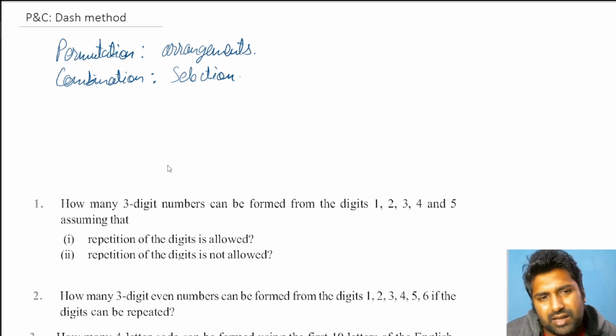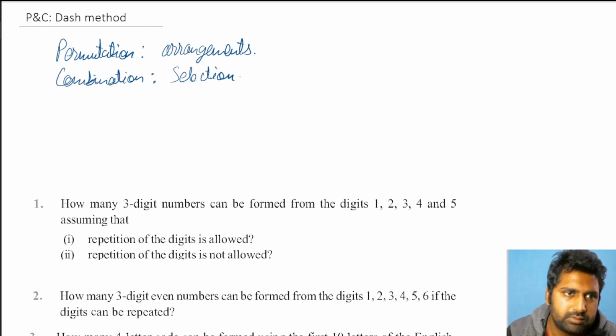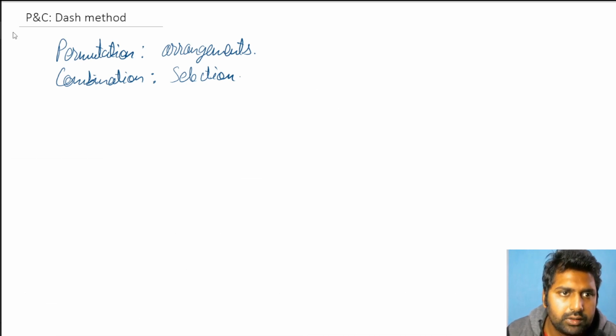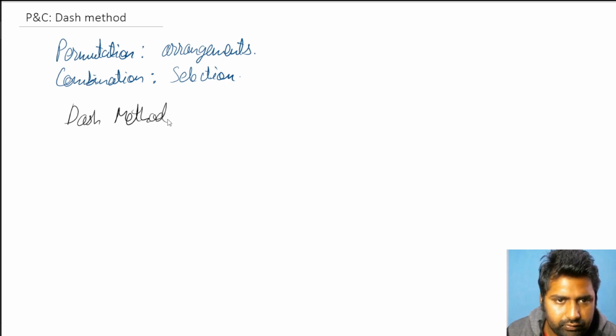Okay, we'll start with the first part of it. First of all, we'll deal with permutation itself. Now permutation means arrangements, so I'll start with the very basic examples. We'll deal with these questions later. So in order to do the first topic, we'll start with the dash method. For that, I'll explain this.